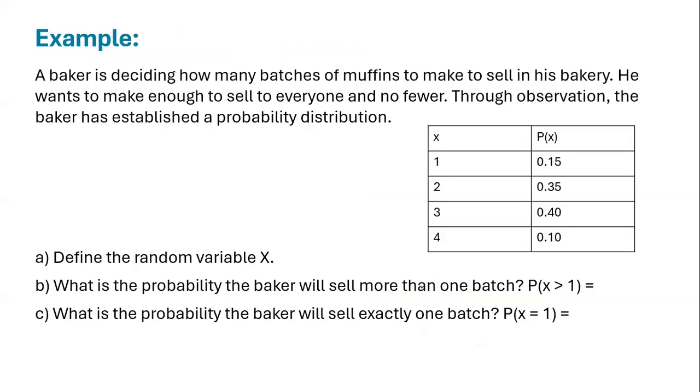Let's look at the next example. It says a baker is deciding how many batches of muffins to make to sell in his bakery. He wants to make enough to sell to everyone and no fewer. Through observation, the baker has established a probability distribution. And you see the table.